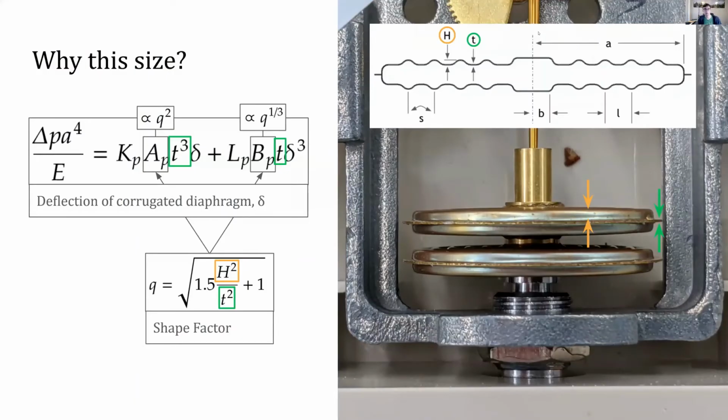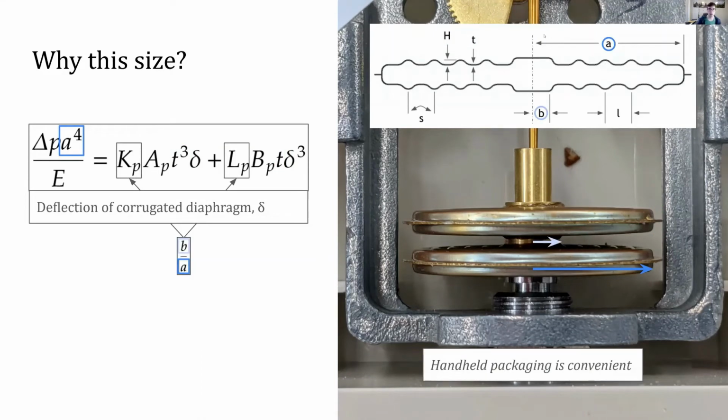So why this size? Looking at the deflection equation, we can see that increases in the material thickness T cause decreases in sensitivity. Similarly, increases in the corrugation height H cause decreases in sensitivity, though the corrugation increases the linearity of the response. We can then look at the outer and inner radii of the corrugated section of the diaphragm, A and B. Increasing A increases the deflection about the fifth power, given that B over A factors into KP and LP. Increased B decreases the deflection at about the first power because B appears only in KP and LP.